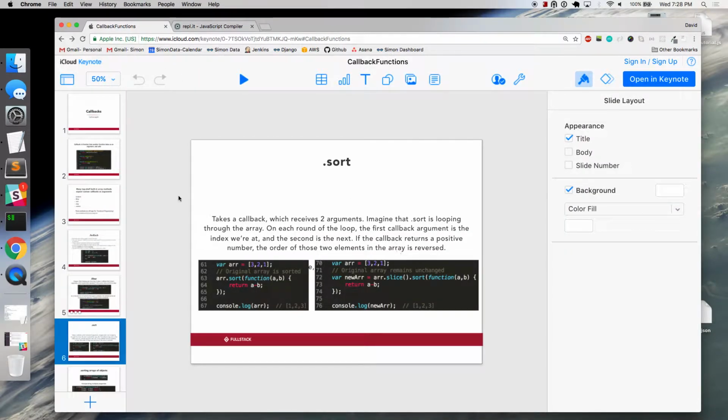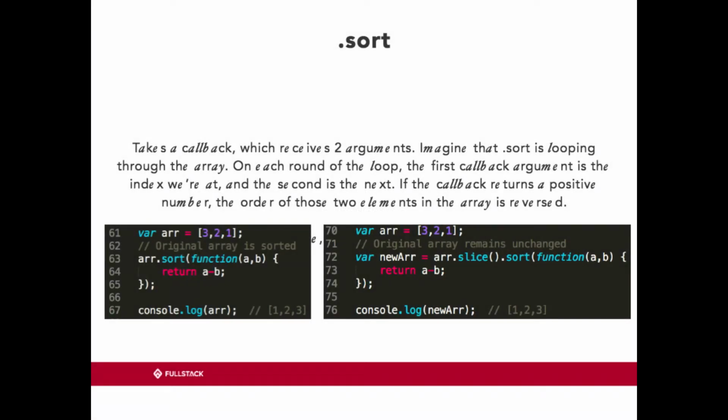Right, what we're saying in this slide is that originally we were sorting the original array, but now by taking out the dot slice, we're just creating a reference of new ARR to this variable. And if we ever change ARR, new ARR is going to be changed as well.